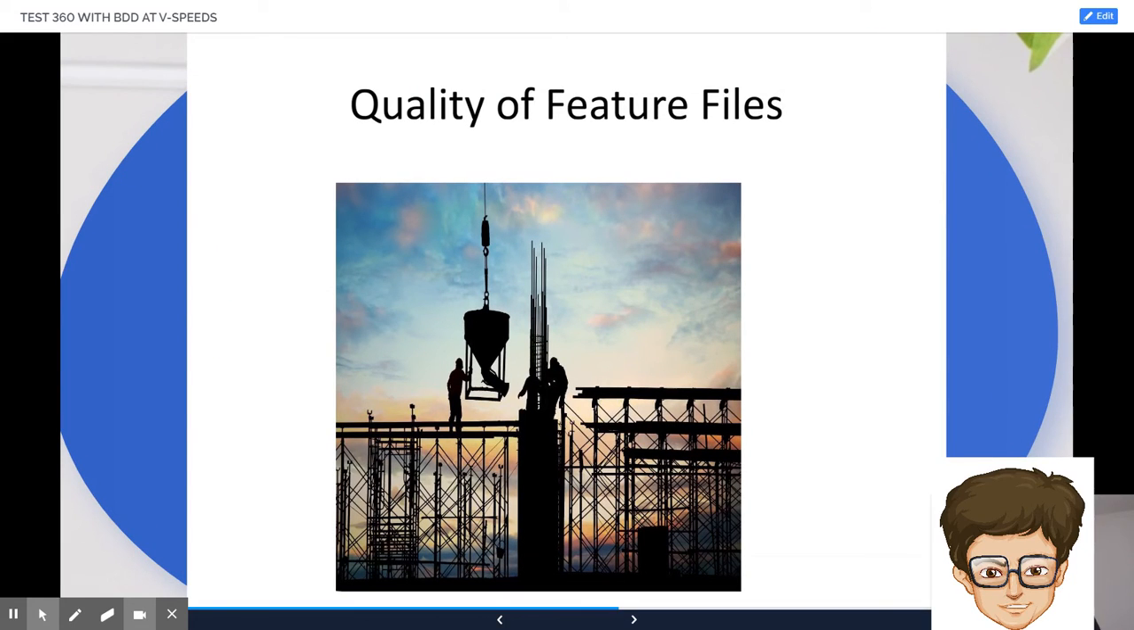But before we get into the topic, we need to understand why we need to evaluate the quality of a feature file. Why would we want to do something like that? Simple reason. The quality of our feature files should be good enough if we want the quality of our test code to be good. It's like if you are constructing a building, you want the foundation to be strong enough for the building to be strong. If your foundation is weak, the building will crash.